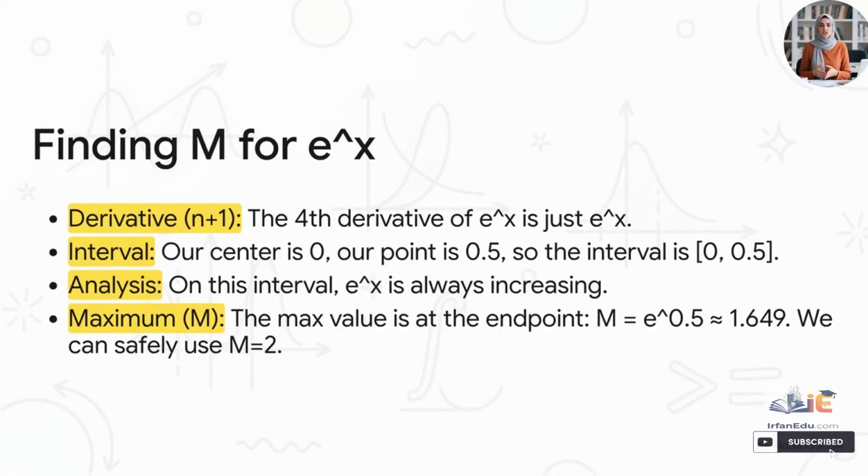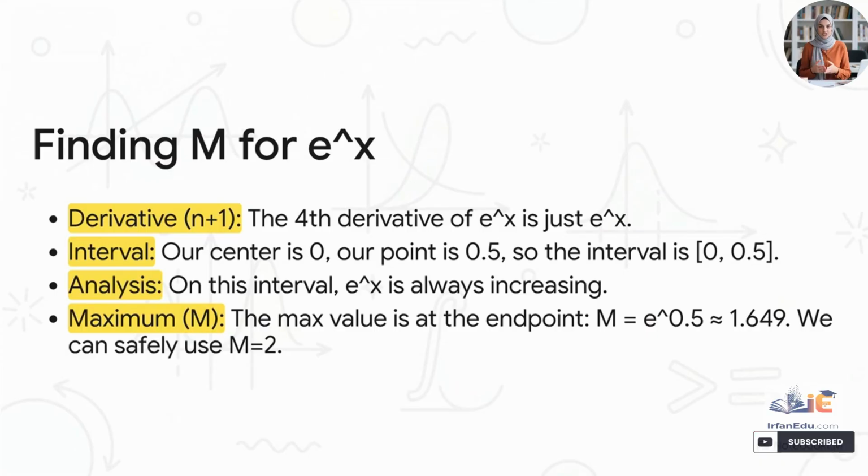Our n is 3, so we need the n plus 1th or 4th derivative. Now, we got lucky with e to the x because every single derivative is just e to the x. Super nice. Next, our interval. It goes from our center, 0, to our point, 0.5. So we're looking at the interval from 0 to 0.5.